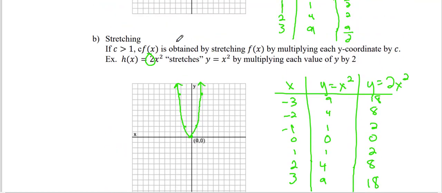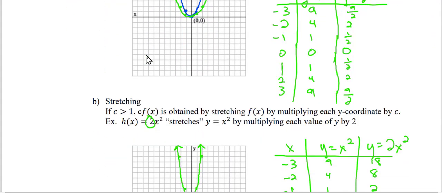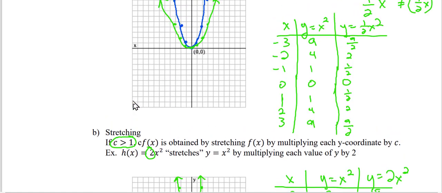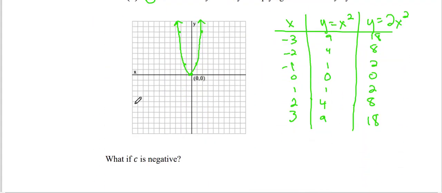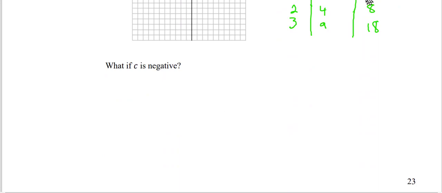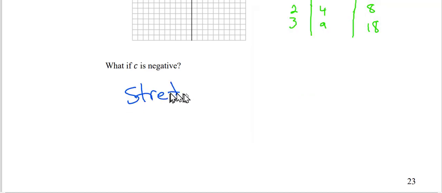We talked about the scenario where c was between 0 and 1, so it's that fraction between 0 and 1, shrinking it, pulling all the values closer to the y-axis. We talked about the situation where c is greater than 1. If c is 1, it's uninteresting. It's the same as the original function, right? But we didn't talk about what if c is negative. c being negative means we have both a stretch or shrink, depending upon what that number is.